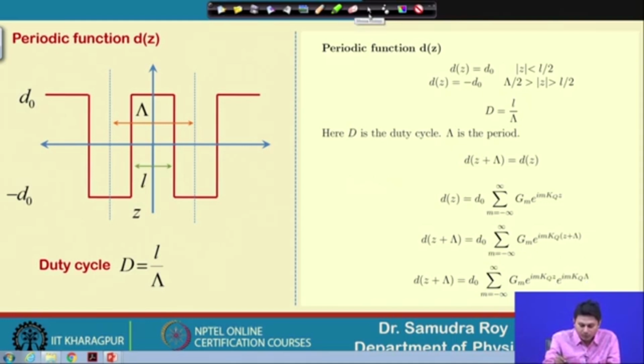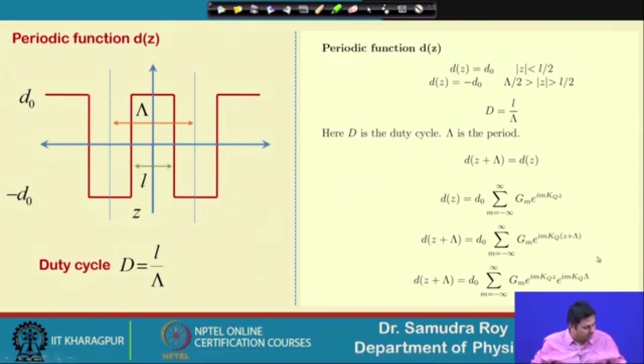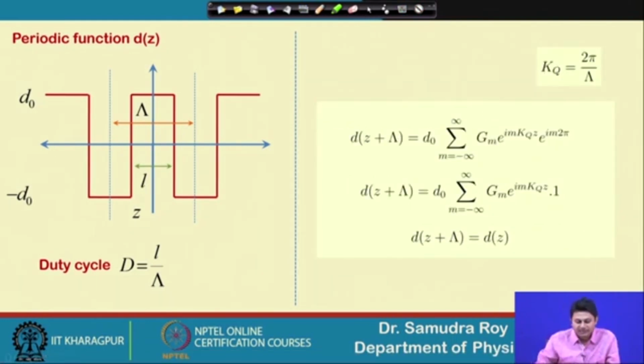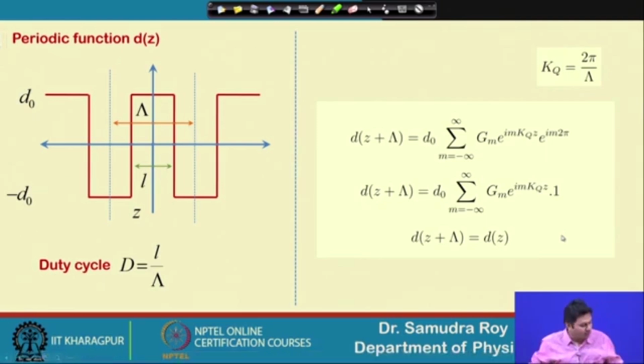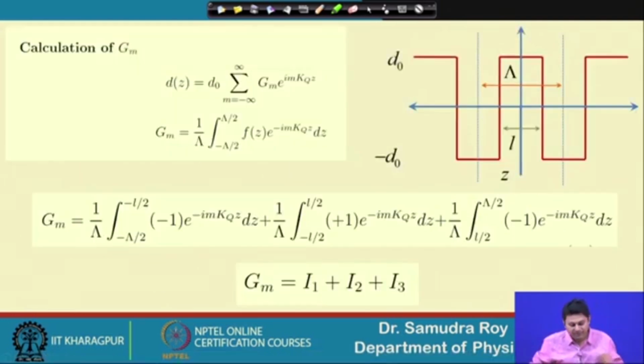So, if I go back to the next slide, then we can see that since k is 2 pi by lambda, d(z + lambda) is equal to this quantity, and when I put this, this is something which is valid. So, that is why d can be represented in that summation form. The next important thing is how to find this G_m, because G_m is important.